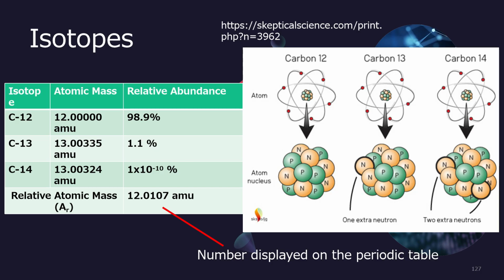Alright, now we know carbon is atomic number 6, so carbon 12 has 6 neutrons. And you can count them all in there. Carbon 13 then has 7, you can count them. Carbon 14 has 8, you can count them all.